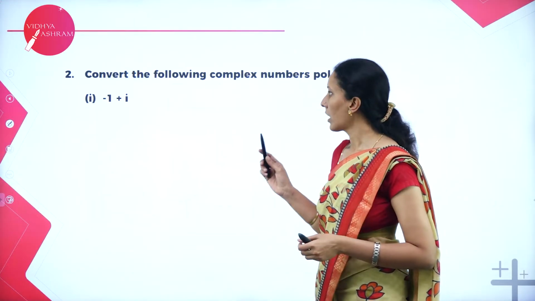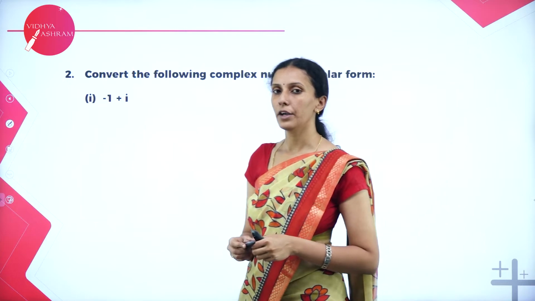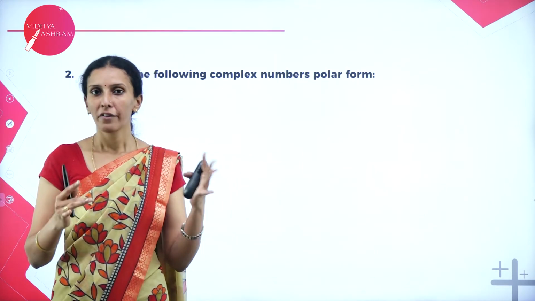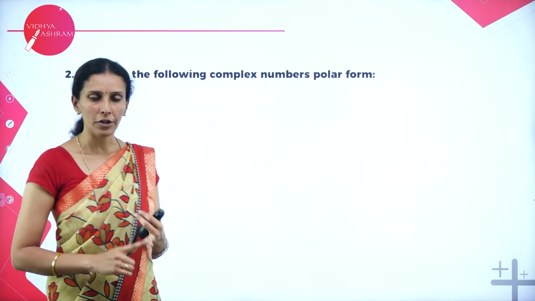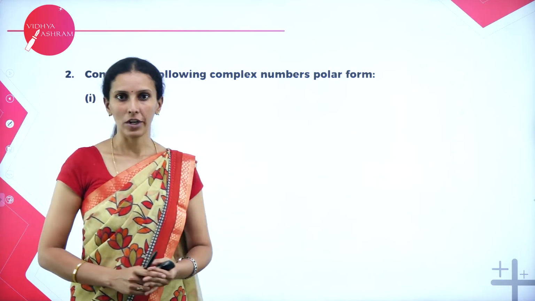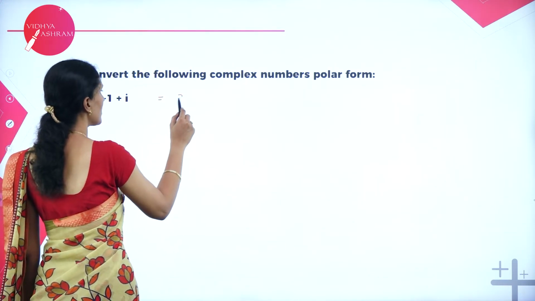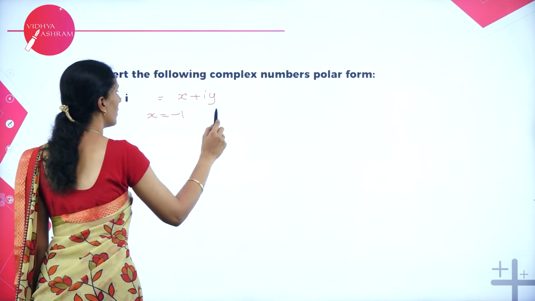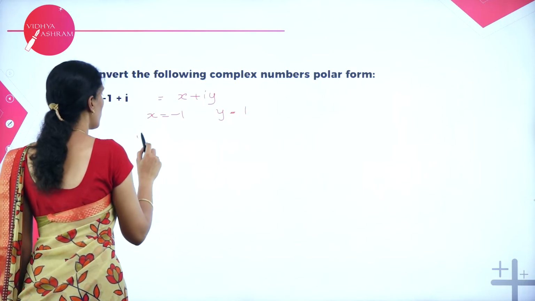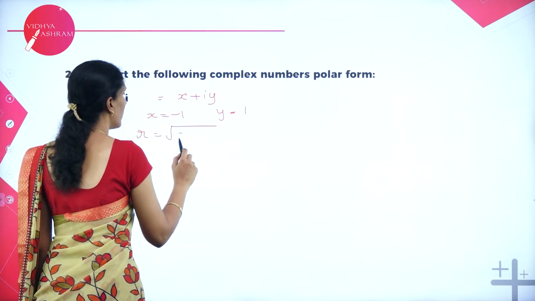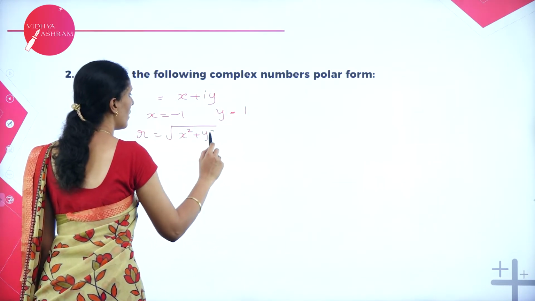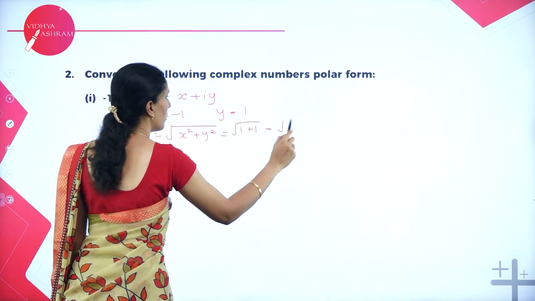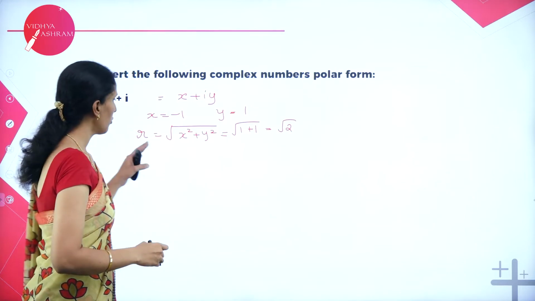Next we have to convert the following complex number into polar form. As usual, whatever you did in the previous session, find the modulus, find the argument, substitute in the general equation. Let us take this in the form of x plus iy. So x value is minus 1, y value is 1. So r is equal to root of x square plus y square, which is nothing but 1 plus 1, which is equal to root 2. Next, we need to find out theta.